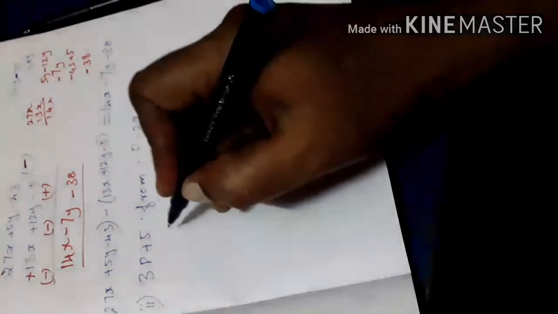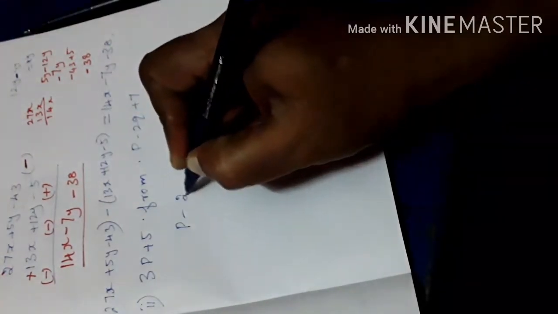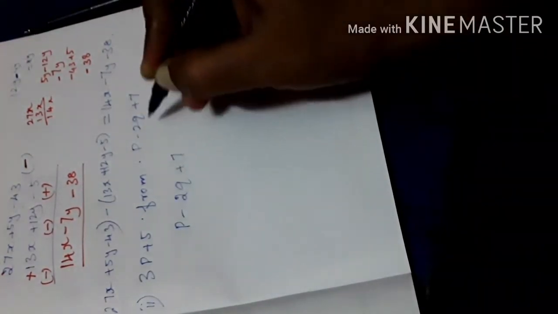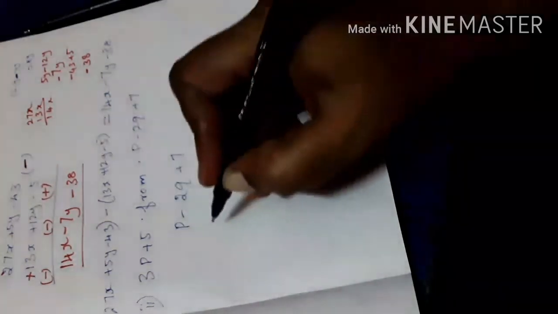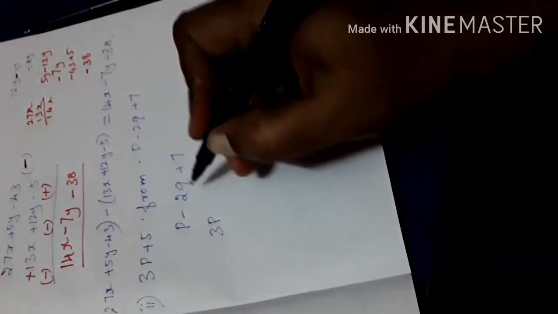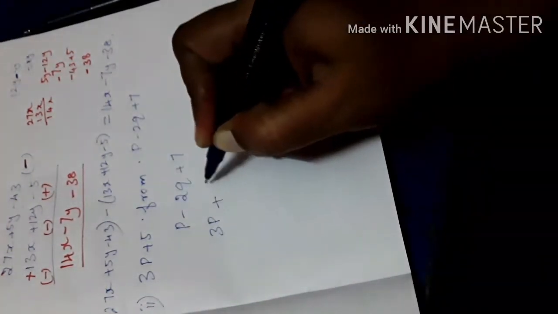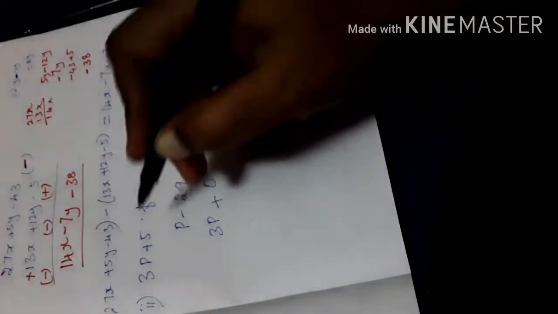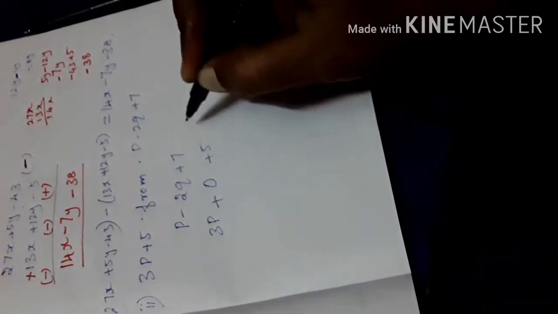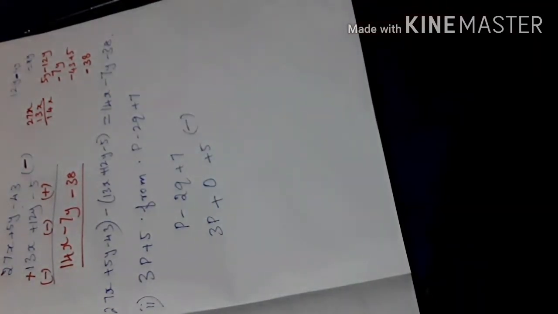So the first step, as I told, you have to write with like terms. We write the first one, then 3p. Next, q terms. Here we don't have any, so we have to put 0. Next, we have to write 5. Next, we are going to do the subtraction.